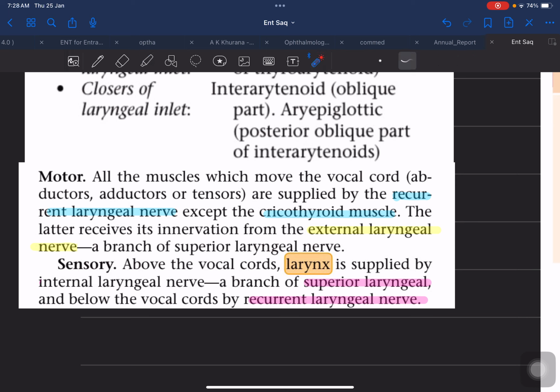Again, motor: all the muscles of the vocal cord are supplied by the recurrent laryngeal nerve, except for the cricothyroid, which is supplied by the external laryngeal nerve or superior laryngeal nerve. And talking about sensory supply, it is divided into above the vocal cord and below the vocal cord. Above the vocal cord, it is supplied by the superior laryngeal, and below the vocal cord, it is supplied by the recurrent laryngeal nerve. I think we are clear about it.